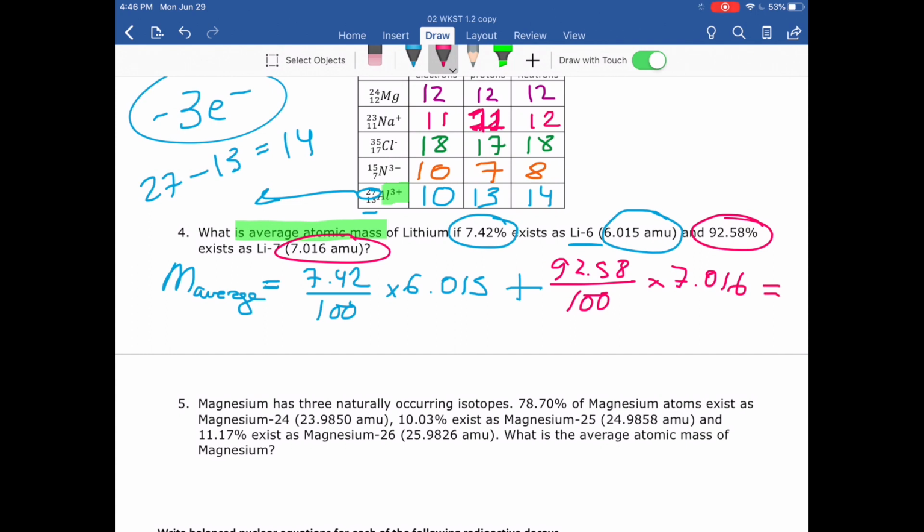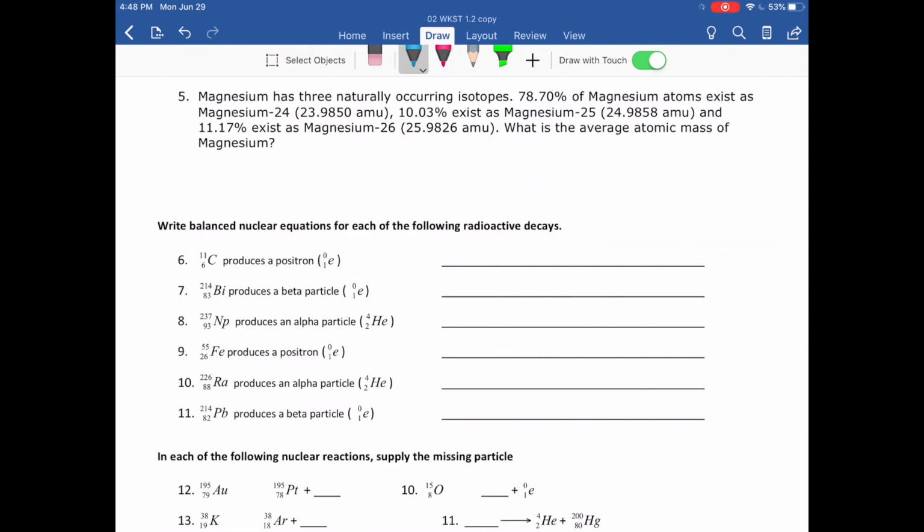7.016. You go ahead, plug these numbers into the calculator, and the answer is going to be 6.94 AMUs. So again, you do the abundance over 100 times the mass, plus the abundance over 100 times the mass. The next problem says magnesium has 3 naturally occurring isotopes.